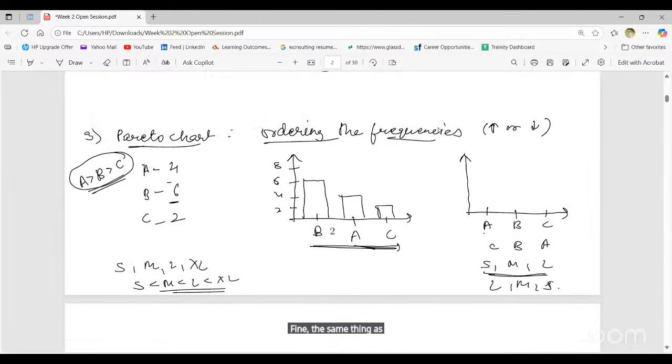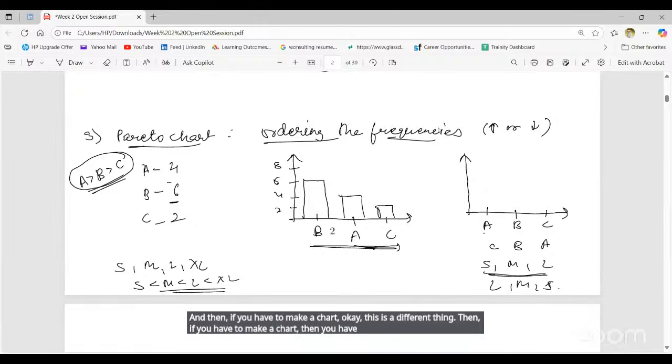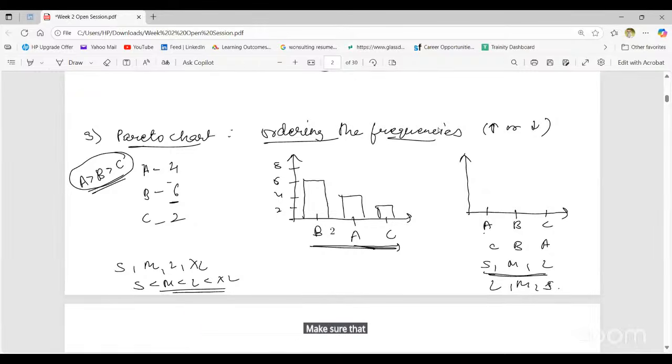But the main thing is, if in the question it is said that A is greater than B and B is greater than C, and then you have to make a chart, this is a different thing. Then you have to make sure that my data are in order in the bar chart. Fine.